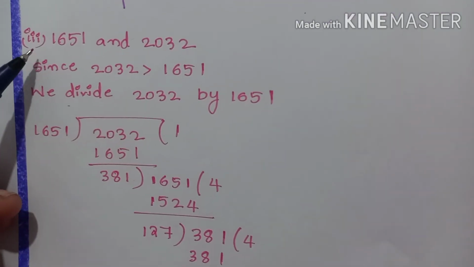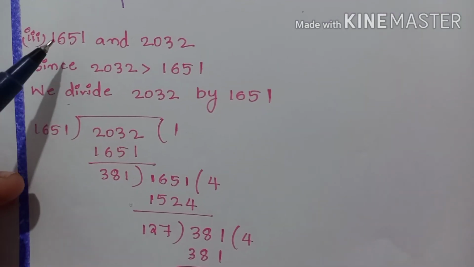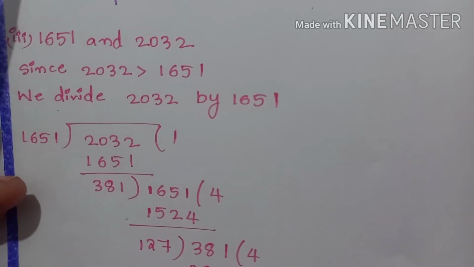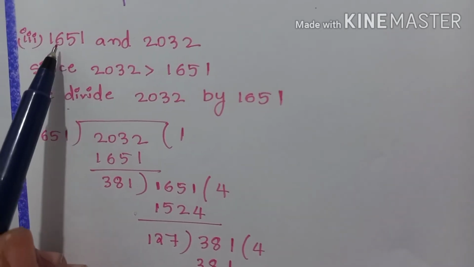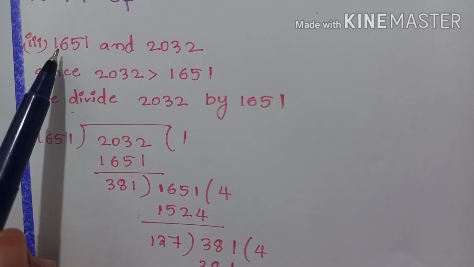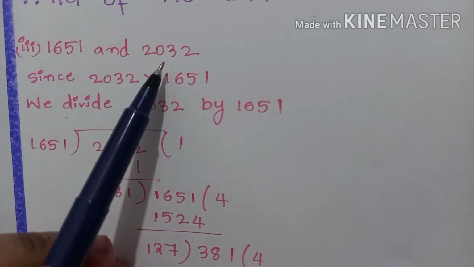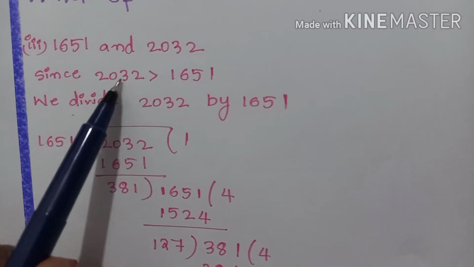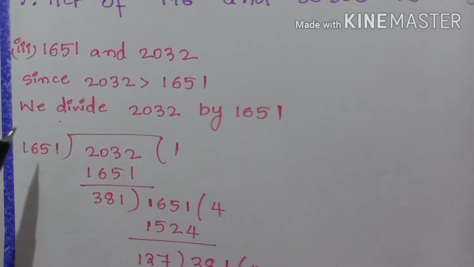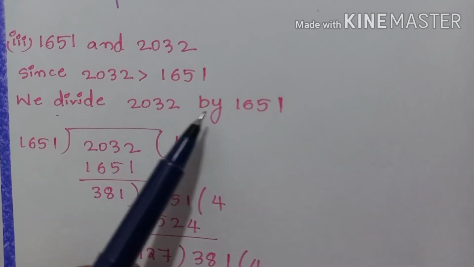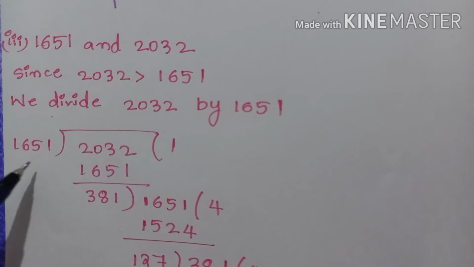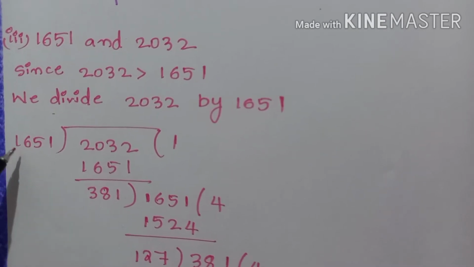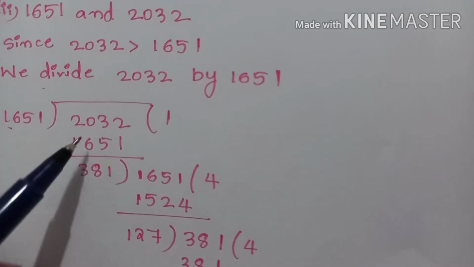Now let us solve the third question. Use the same steps which we have used in the previous problems. Now I will explain it to you clearly. 1651 and 2032. Since 2032 is greater than 1651, we divide 2032 by 1651. As 1651 is smaller, write it here.